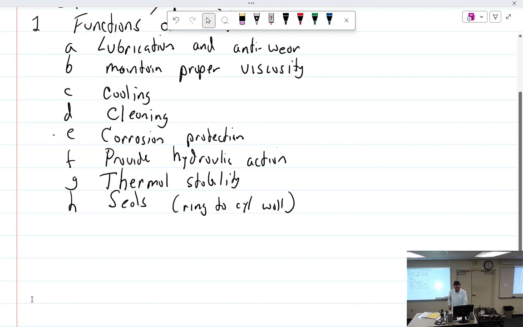Functions and properties. I'm going to change that so next year it's functions and properties. There. Functions and properties. Well, let's see. I wrote this down, so might as well copy it.